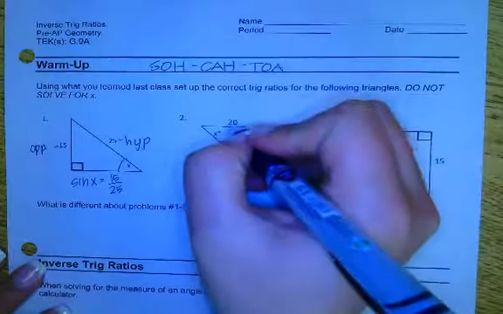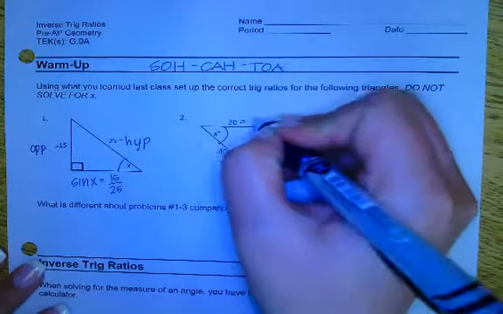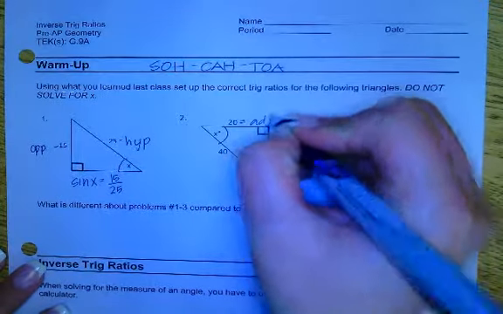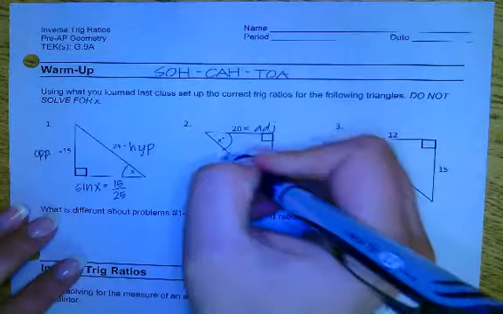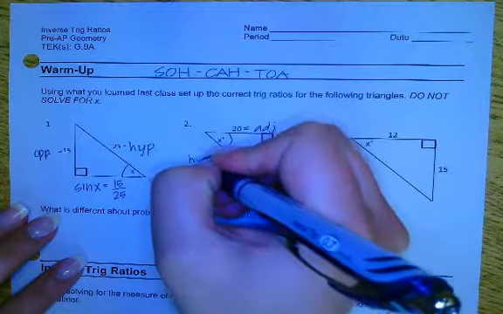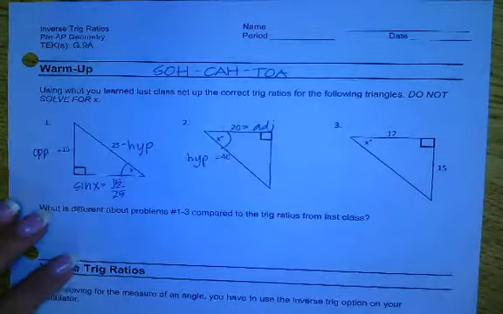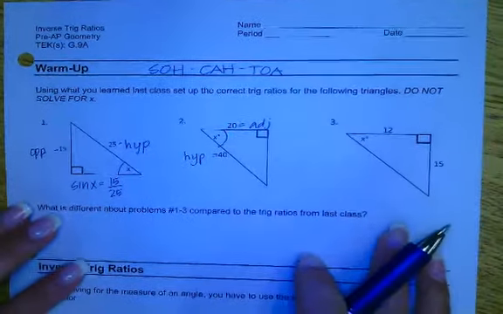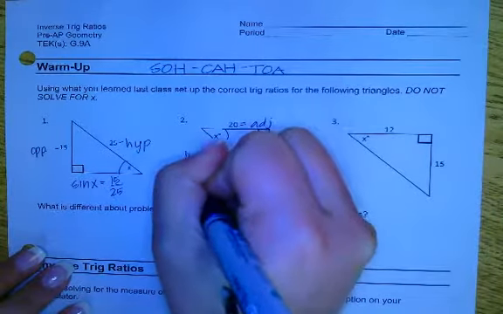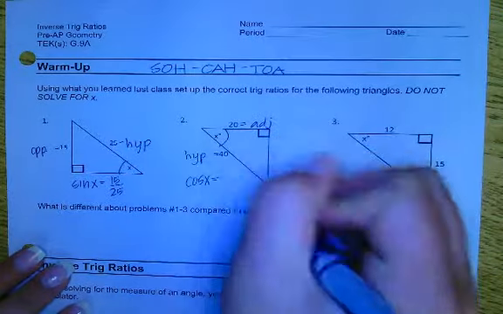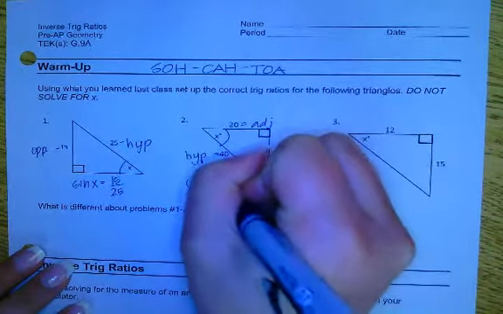Number 2, what is 20 in relation to x? Adjacent. Why is it not the hypotenuse? It is not across from the right angle. 40, on the other hand, is the hypotenuse. When you have adjacent and hypotenuse, which trig function should you be using? Cosine. So cosine of x equals 20 over 40.